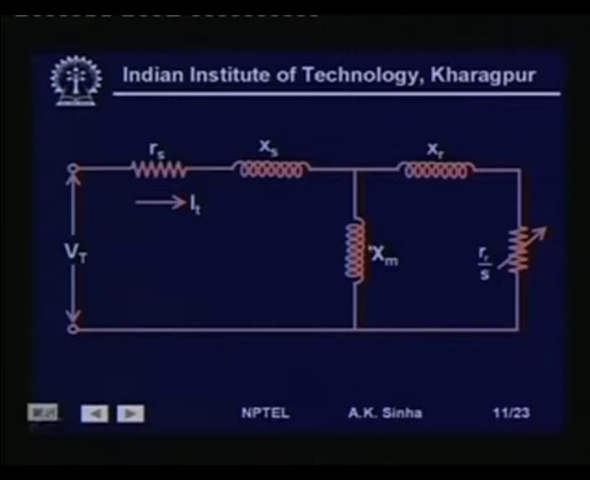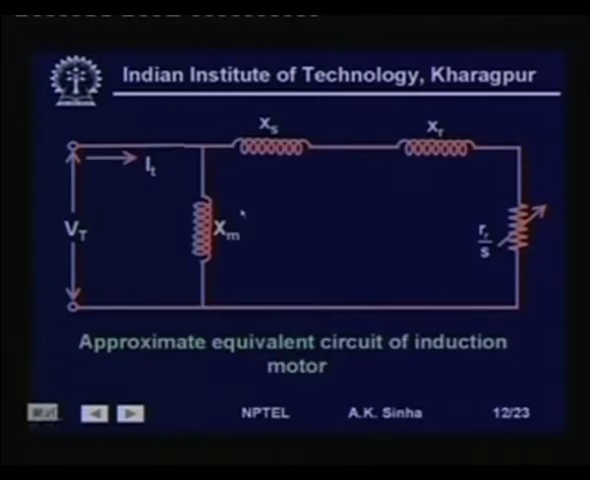So, what we can do is shift this to this side, and therefore we can make our model something like this, where we have also neglected the stator resistance, which is much smaller compared to the stator reactance. So, the approximate model, which makes our analysis much simpler, can be seen as this circuit model. This is the approximate equivalent circuit model for an induction machine.